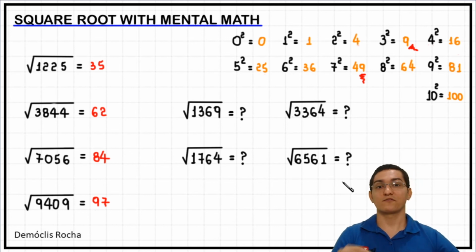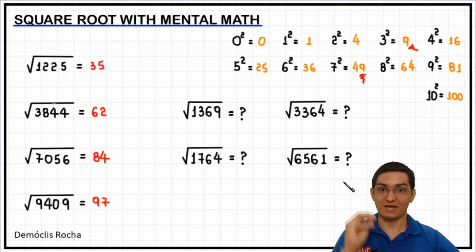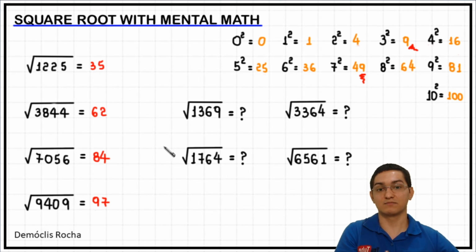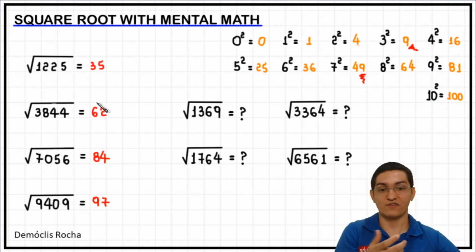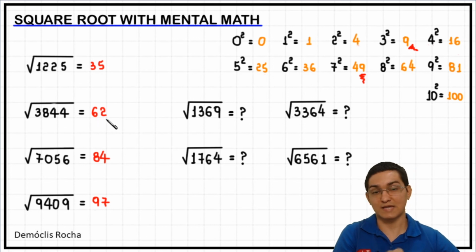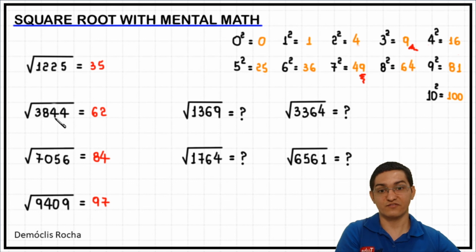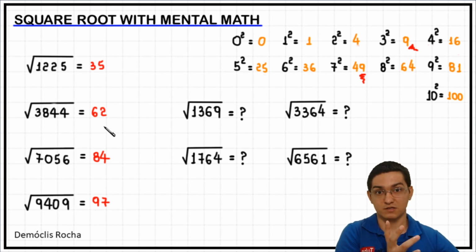Okay? Remember, if you want to check so you know that your answer is right, you multiply the number by itself and you should find the number that you have inside here. So if I multiply here 62 times 62, I am supposed to find 3,844 if everything was right.